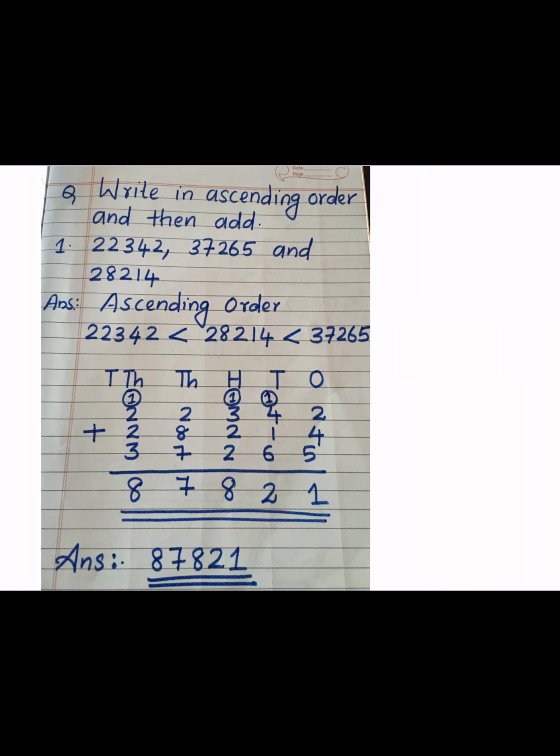Okay, let us start. Here you see the question: write in ascending order and then add. The numbers are given, three numbers are here, and we have to arrange the numbers in ascending order, then add. Here you can see I have arranged the numbers in ascending order. Ascending order means smaller to bigger, using the less than symbol. When you write in ascending order, practice the symbol also.